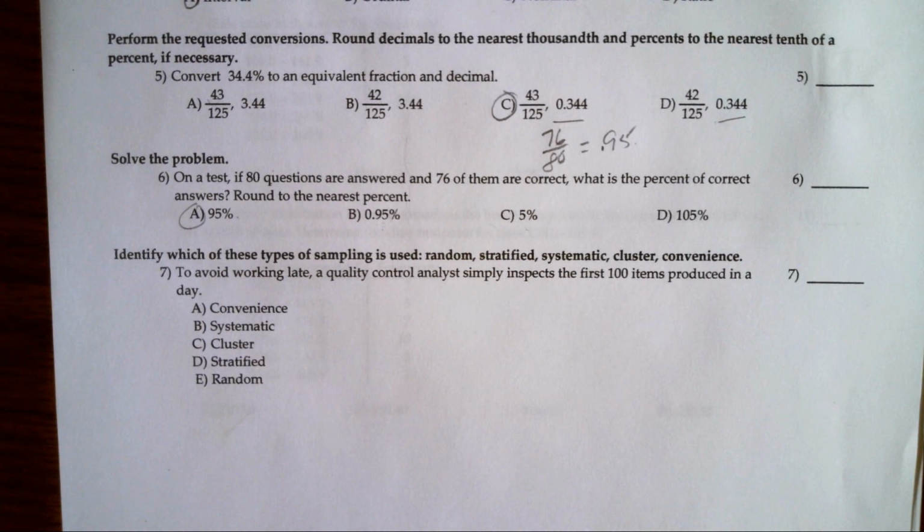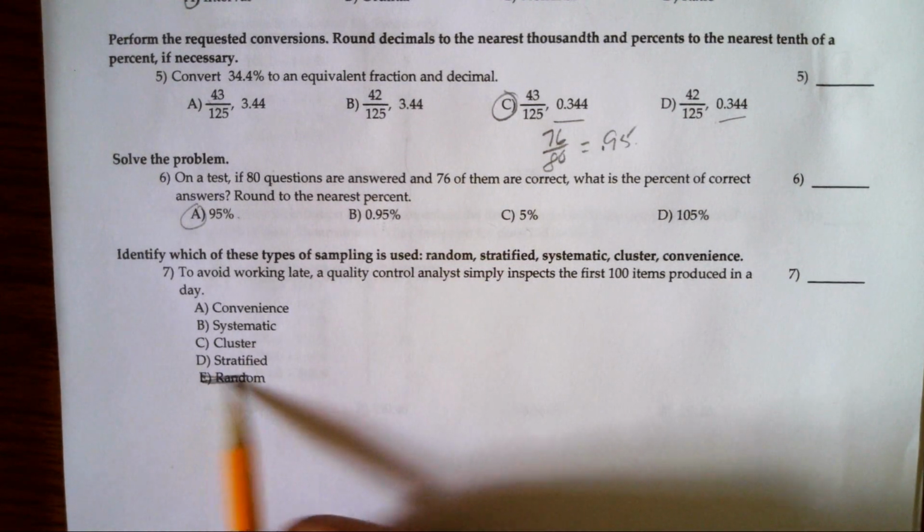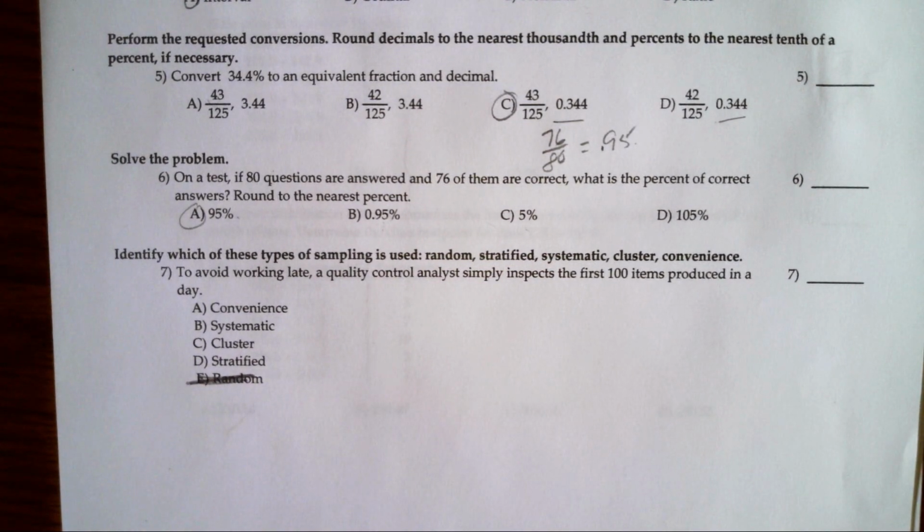So, identify which types of sampling: random, stratified, systematic, cluster, or convenience. Well, first of all, you'll never have an answer on the exam that'll be random. The reason being is that random is part of stratified and is part of cluster. So never will the answer be random.